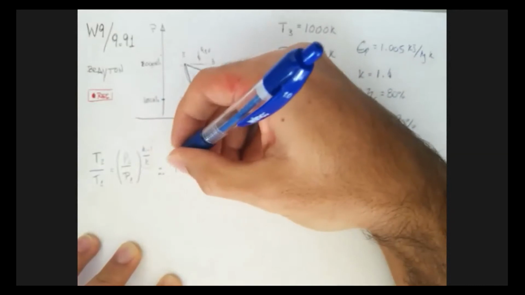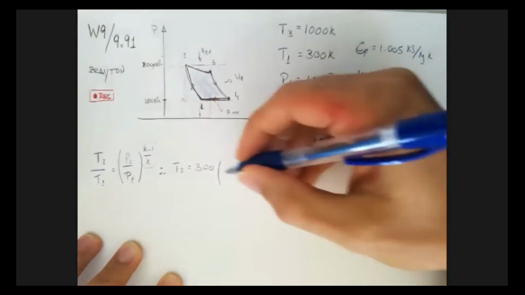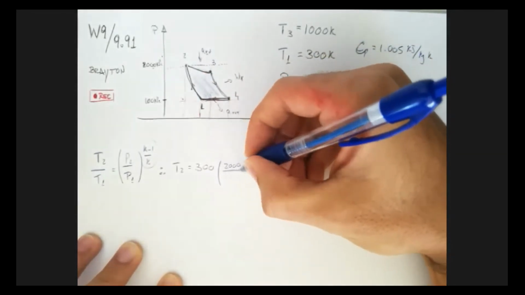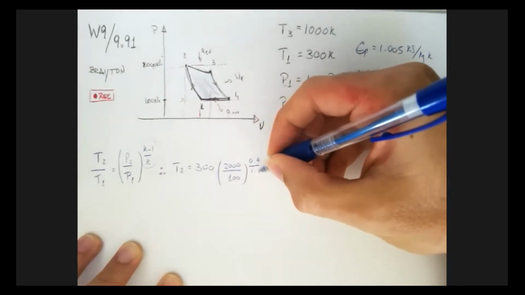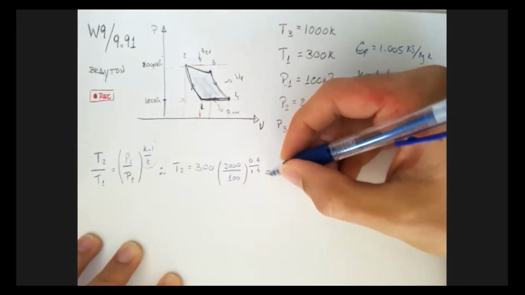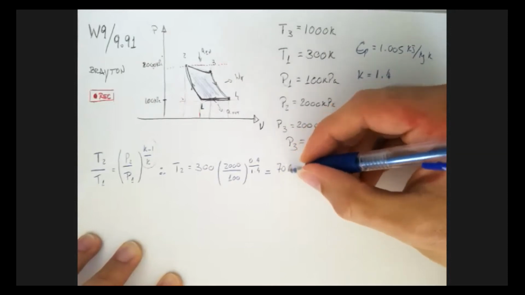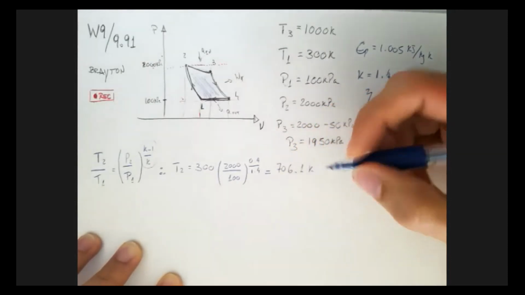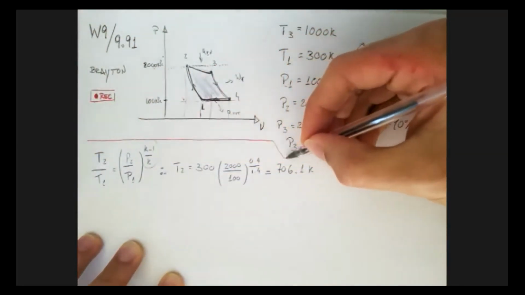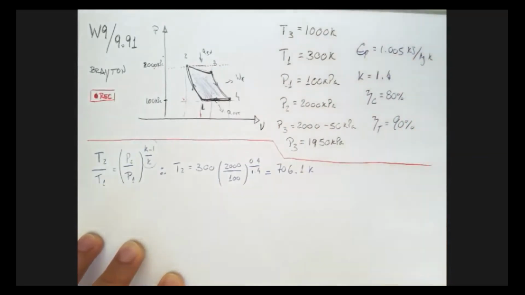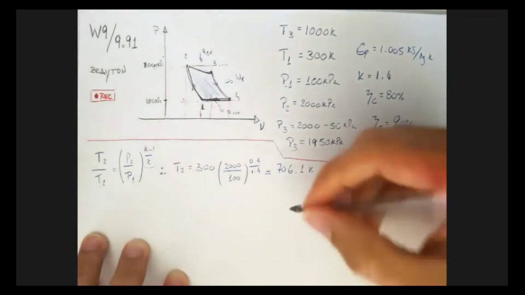So that means that my T2 is going to be just my T1, it's 300, times P2, that's 2,000 kilopascals, over P1, that's 100 kilopascals, to the 0.4 over 1.4. Only unit that's left is Kelvin here, and that is 706.1 Kelvin. Okay, so what is that? That's the temperature that we would get on T2 if there were no irreversibilities in this compressor, right? So if we didn't have any increase in entropy, this is the temperature that we would get. So that's right, actually down here, reversible.